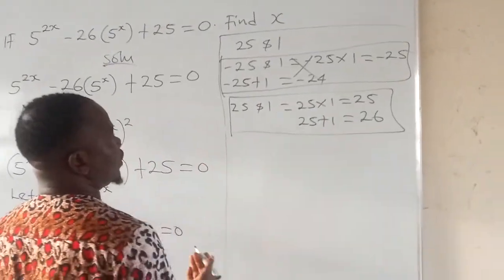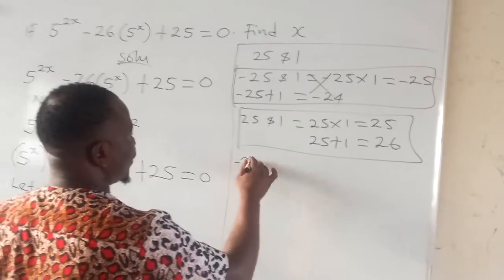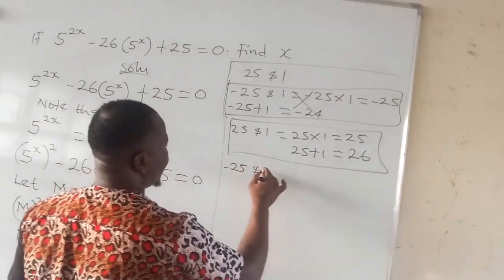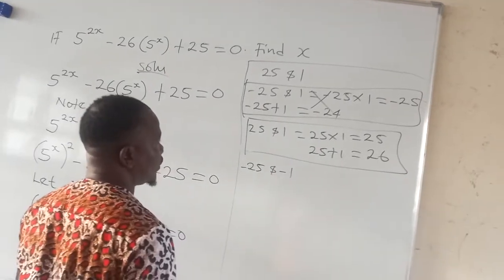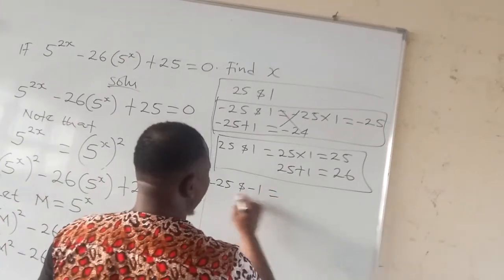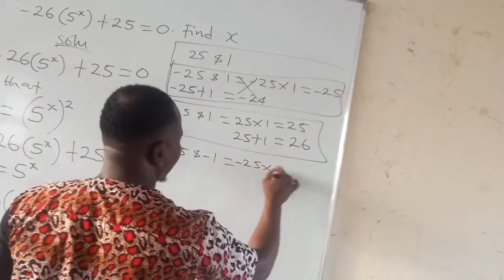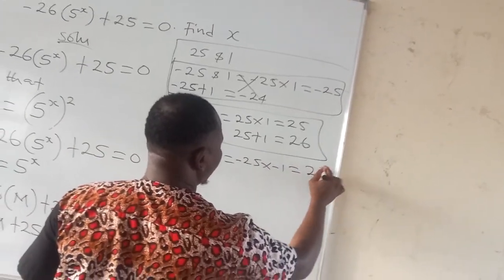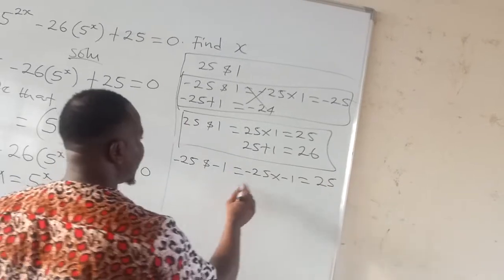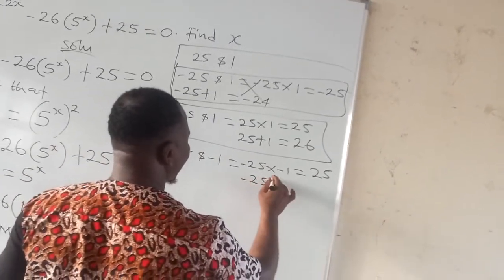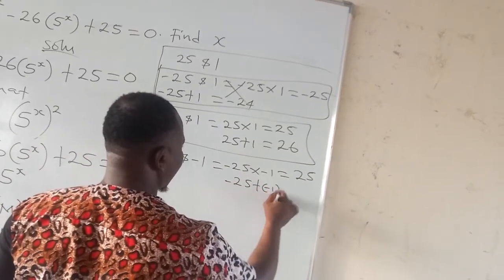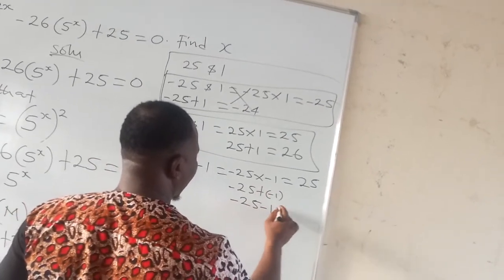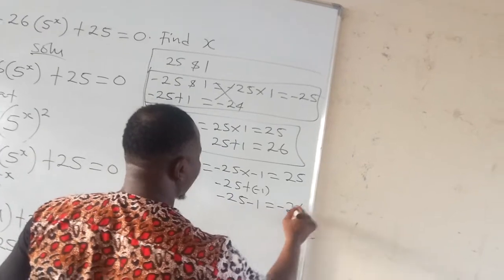Okay, let us do it this way: minus 25 and minus 1. Let's do it. Minus 25 times minus 1, minus times minus gives plus, so it will give us plus 25. Then minus 25 plus all in bracket minus 1 will give us minus 26.